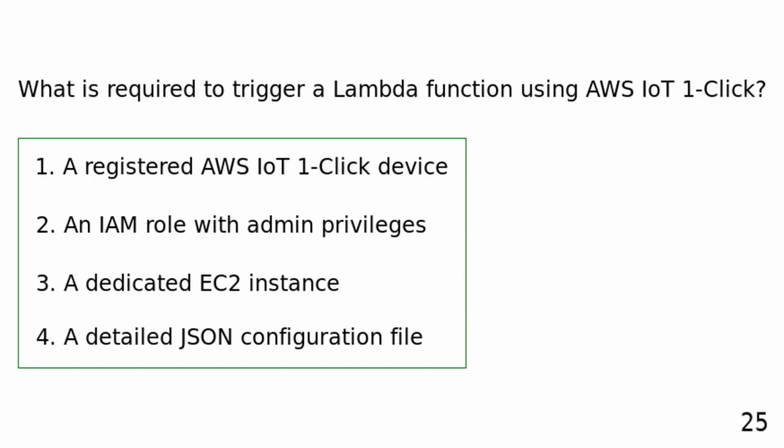What is required to trigger a Lambda function using AWS IoT one-click? A registered AWS IoT one-click device. An IAM role with admin privileges. A dedicated EC2 instance. A detailed JSON configuration file.